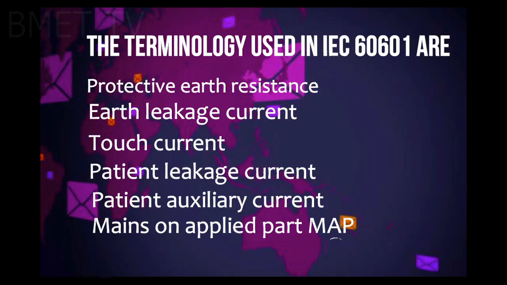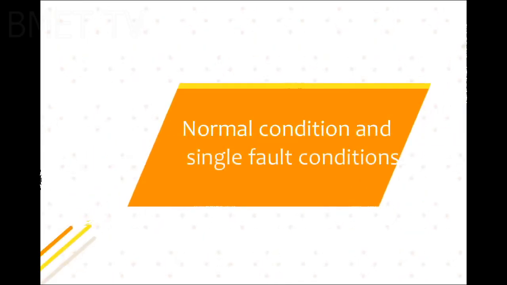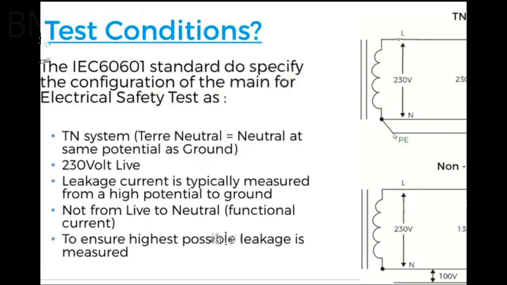Let's understand some electrical safety terminology. Let's begin with normal condition and single fault conditions. A basic principle behind the philosophy of electrical safety is that in the event of a single abnormal external condition arising, or the failure of a single means of protection against a hazard, no safety hazard should arise. Such conditions are called single fault conditions.